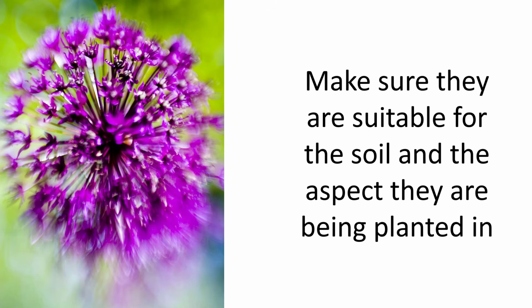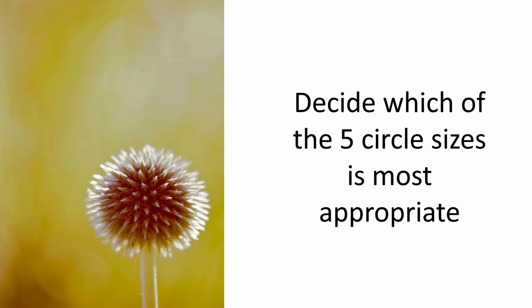If the border is in a damp, shady position, it's no good choosing from a list of plants that thrive in hot, dry conditions, as they'll only struggle and may even die. Having made your list, decide which circle sizes best represent plants after 3 to 5 years of growth, and add these plants to this category size.